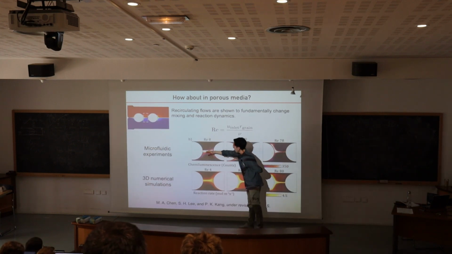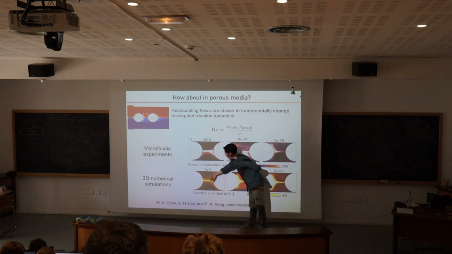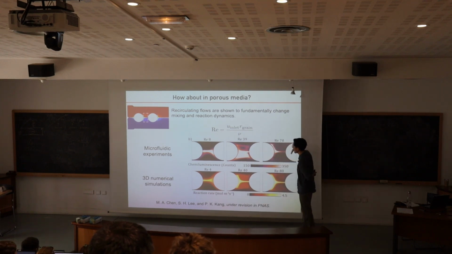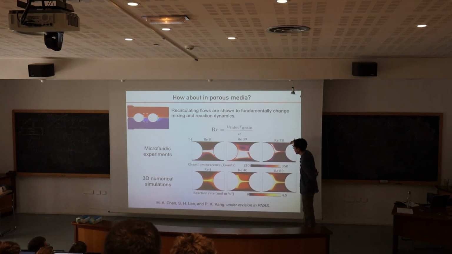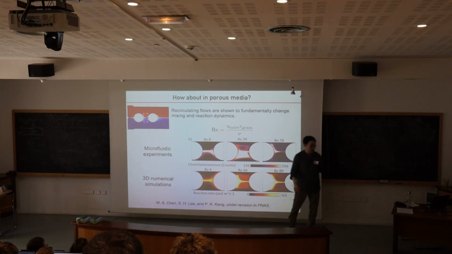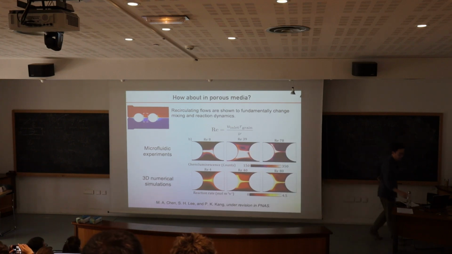At low Reynolds number, there's a very sharp mixing interface, but as we increase the Reynolds number, recirculating flow becomes a reaction hotspot. And then as we continue to increase the Reynolds number, because the residence time is decreasing, we then see a reduction in the reaction rate. So there is an optimum Reynolds number that leads to the reaction maximization.